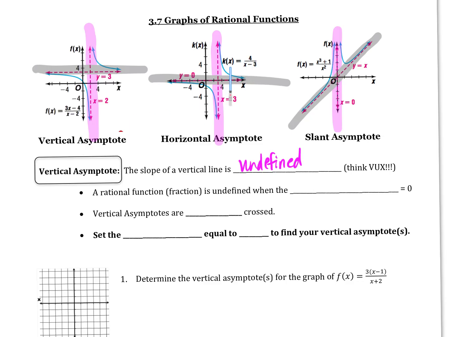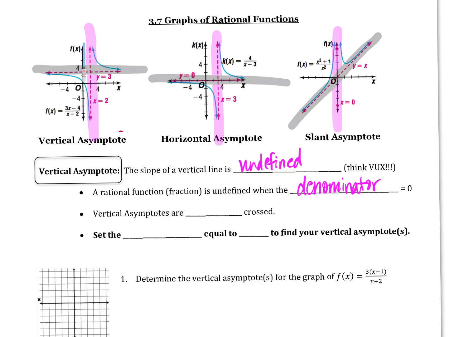Here's the function. They're saying the vertical asymptote is at 3. Do we still get it from the bottom, do you think? Yeah, okay. Here's this function here. They said the vertical asymptote's at 0. Do we get it from the bottom? Yeah. So, in order to find the vertical asymptote, you always set the what equal to 0? Denominator. Boom. Denominator. Great.